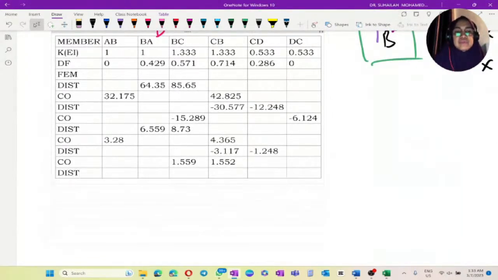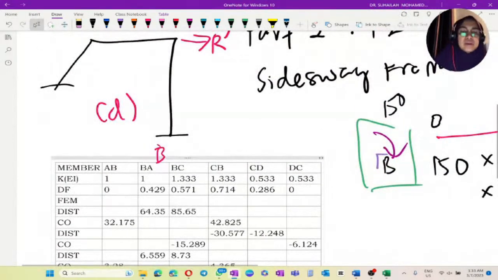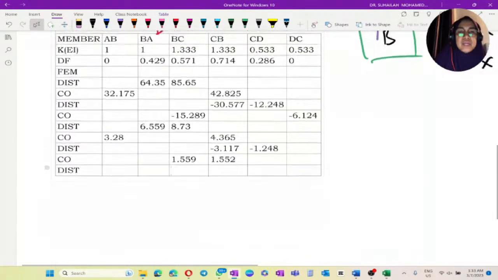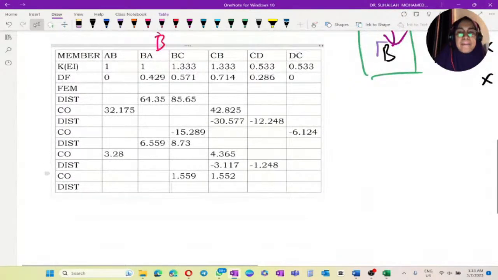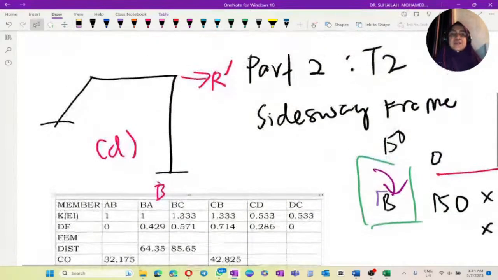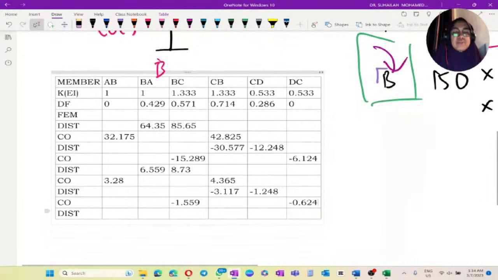Carry over, then distribution. Distribute again. Sorry, this one we should do differently. 3.117 divided by 2, we get 1.559, and it is negative, and another one is negative also. 0.248 divided by 2, we get 0.624. Okay, we continue with distribution.